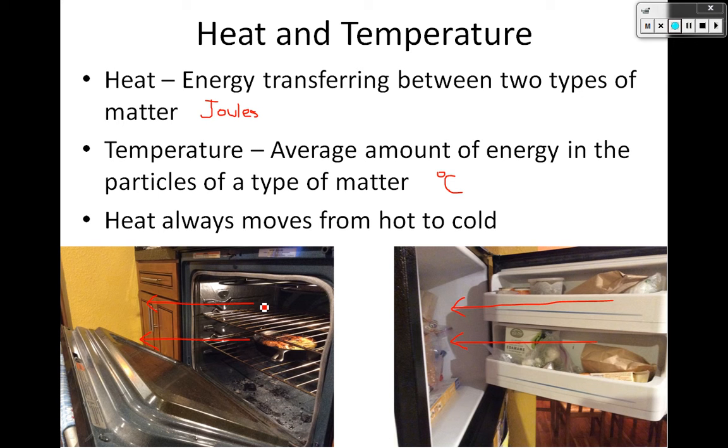All right, hopefully that kind of helps you understand heat and temperature and states of matter and phase changes. So now we all have some vocabulary that we can use together when we're looking at temperature and states of matter.